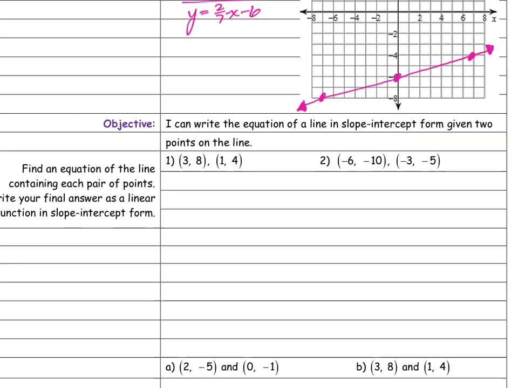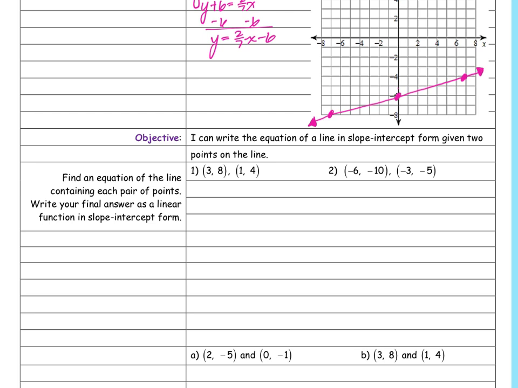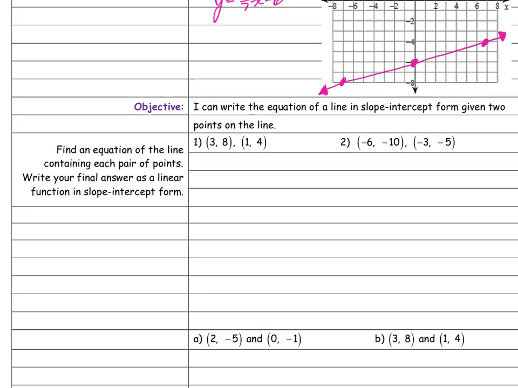It says find the equation of the line containing each pair of points. Write your final answer as a linear function in slope-intercept form. Okay. So up till now, they've always given me the slope and a point, right? So this time they've just given me 2 points. And I can still use point slope form because they've given me a point. If they give me a point, I'm always going to use point slope form. I just have to find slope. Can I find slope if I have 2 points? That's my question to you guys. Can I find slope if they've only given me 2 points?